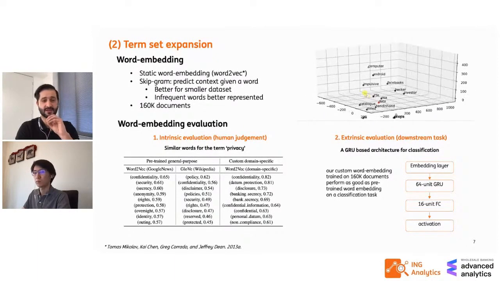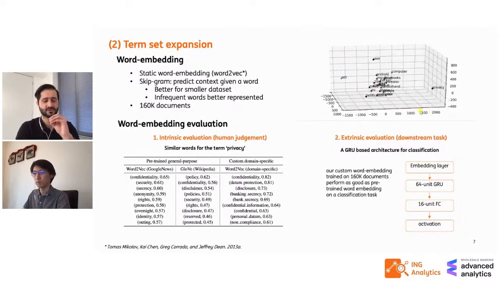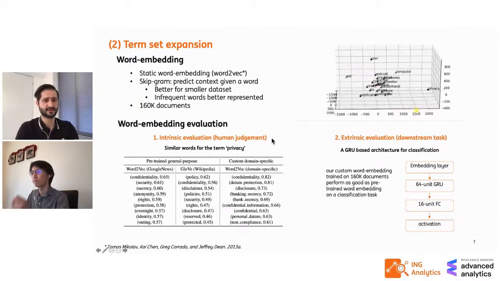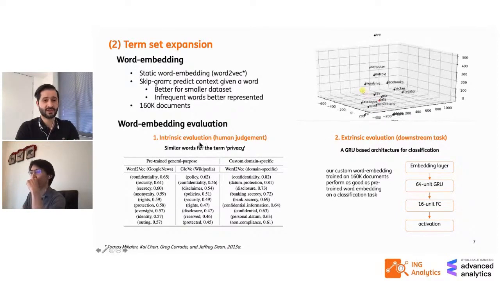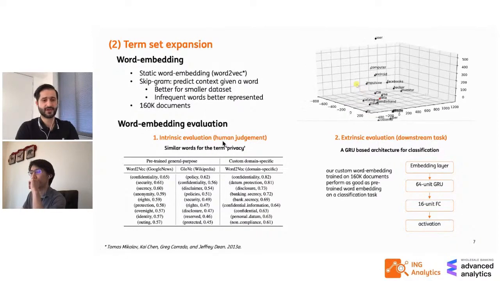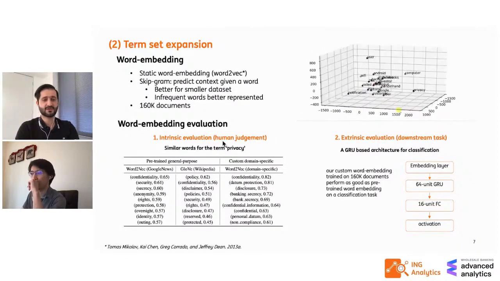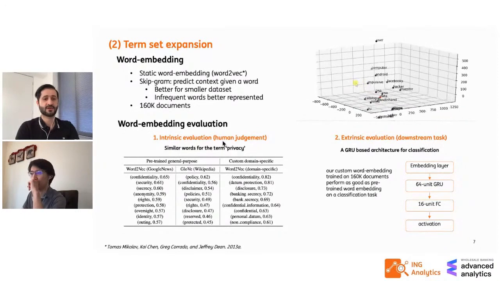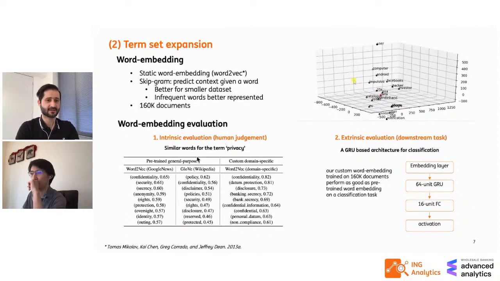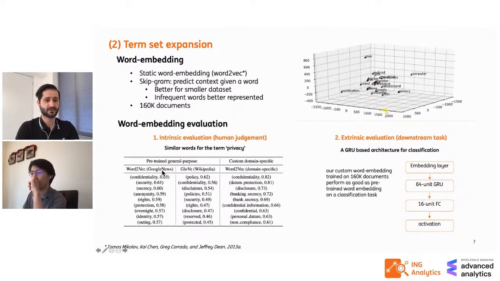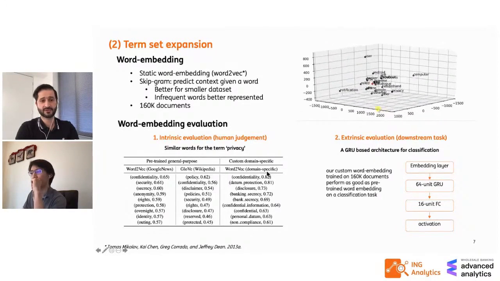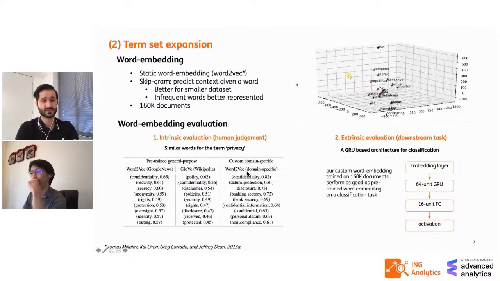But the question is, how good is your word embedding? How good are your similar words? We're going to do two different evaluations. One is intrinsic evaluation, which is simply human judgment. If you think of one term like privacy, we're going to see what would be similar words to privacy in pre-trained models like Word2Vec, which is trained on Google News, GloVe, which is trained on Wikipedia, and our Word2Vec model, which is trained on our domain-specific data.